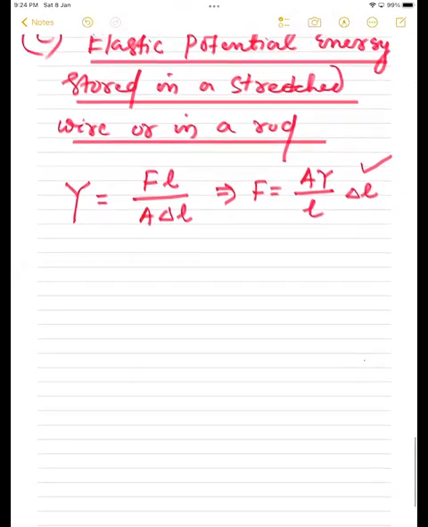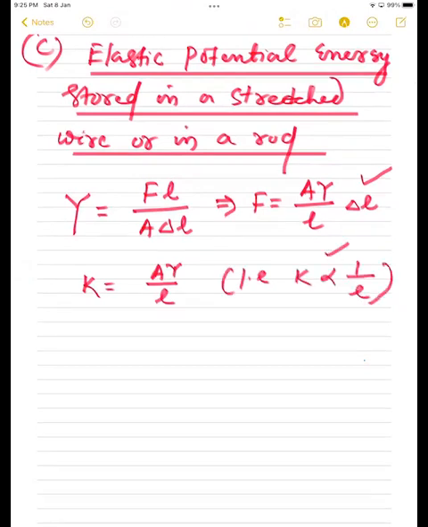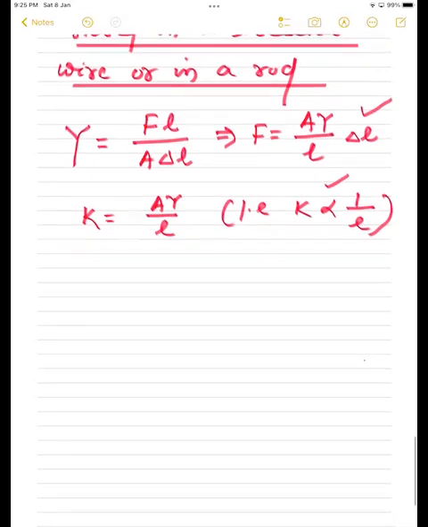See here, students, the wire behaves like a spring, right? And in which the spring constant is how much? A Young's modulus by L. And from here you can see the spring constant is inversely proportional to length. For a particular wire, if area is constant and Young's modulus is constant, then K is inversely proportional to L or not? Yes, sir.